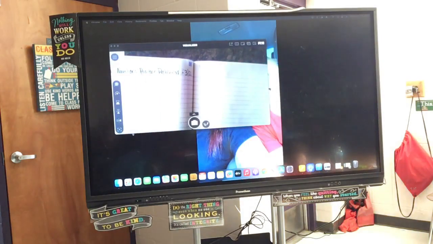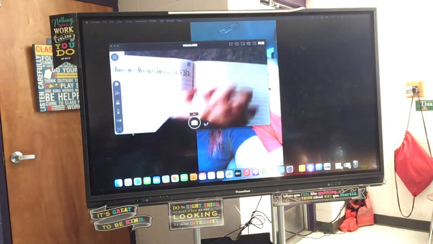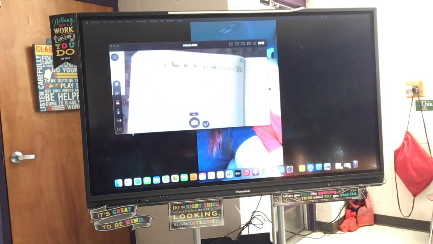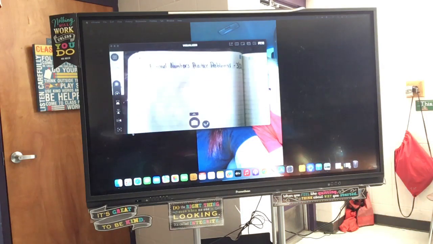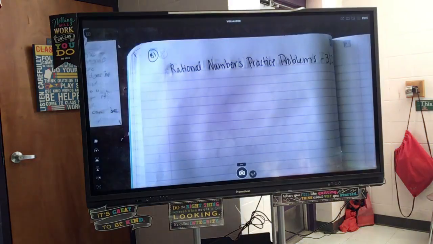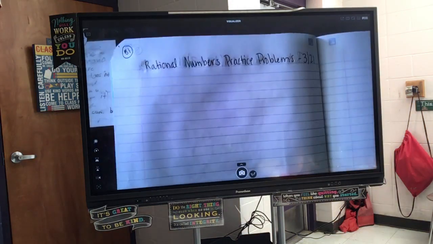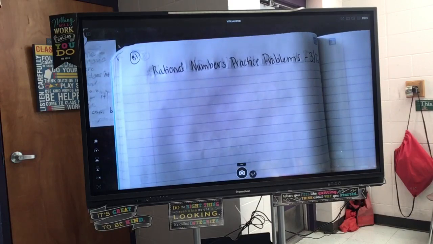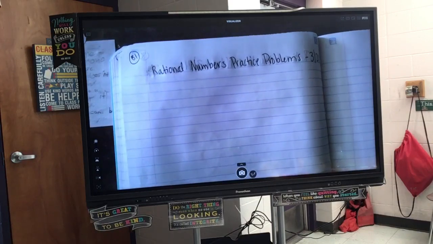Alright. Go ahead and in your notebook, turn the page. Title the next blank page: Rational numbers, practice problems. And then stand up when you have this copied down.